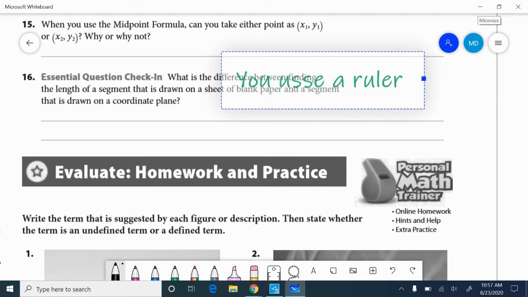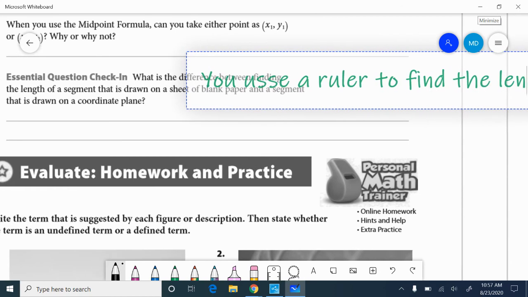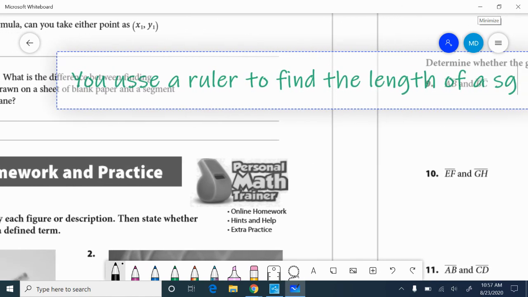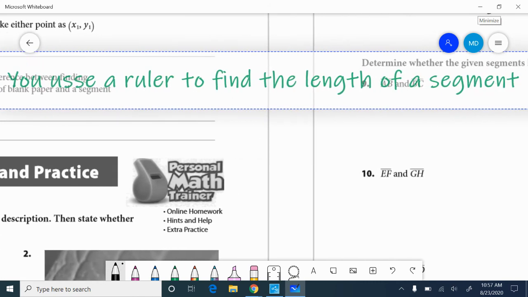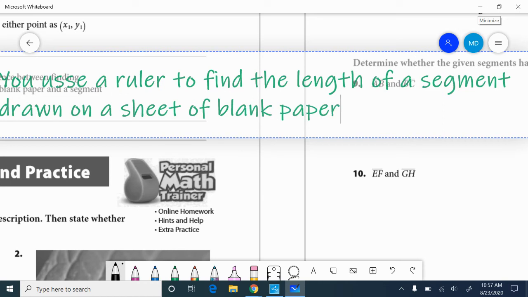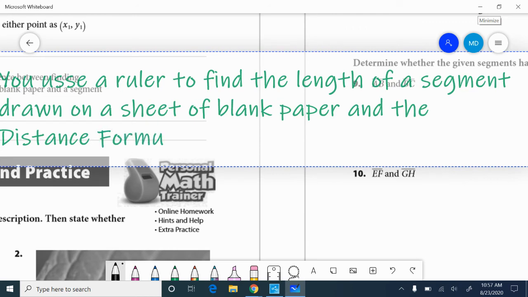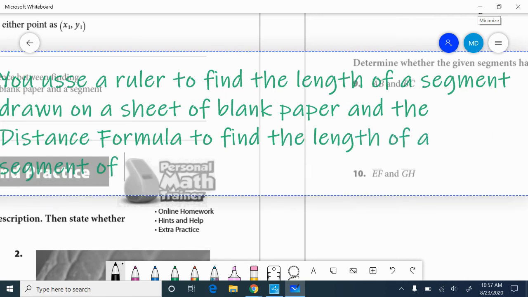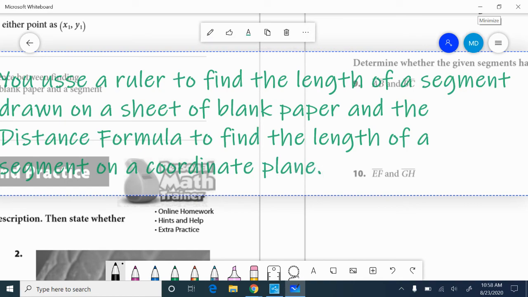Use a ruler to find the length of a segment on a sheet of blank paper, and the distance formula to find the length of a segment on a coordinate plane.